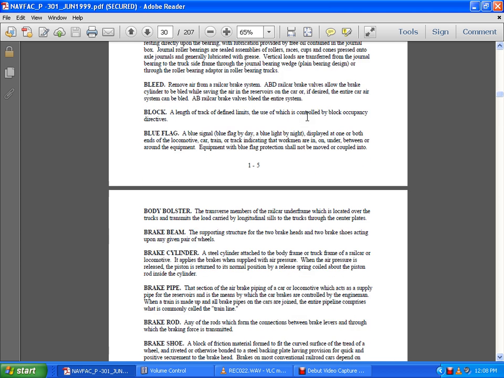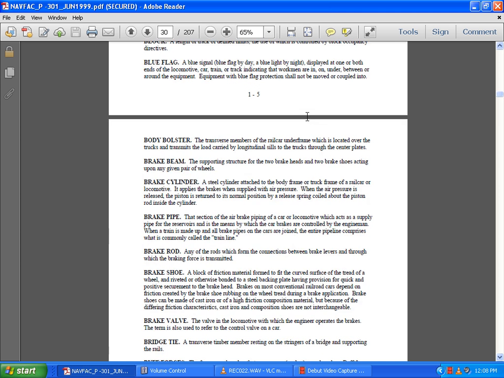The brake beam, the supportive structure of 2 brake heads and 2 brake shoes acting upon any given wheels. A brake cylinder, a steel cylinder attached to the body frame or the truck frame of a railway car, that applies the brakes when they supply the air pressure. When the air pressure is released, the piston is returned to its normal position and the release spring coiled about the piston rod inside the cylinder.